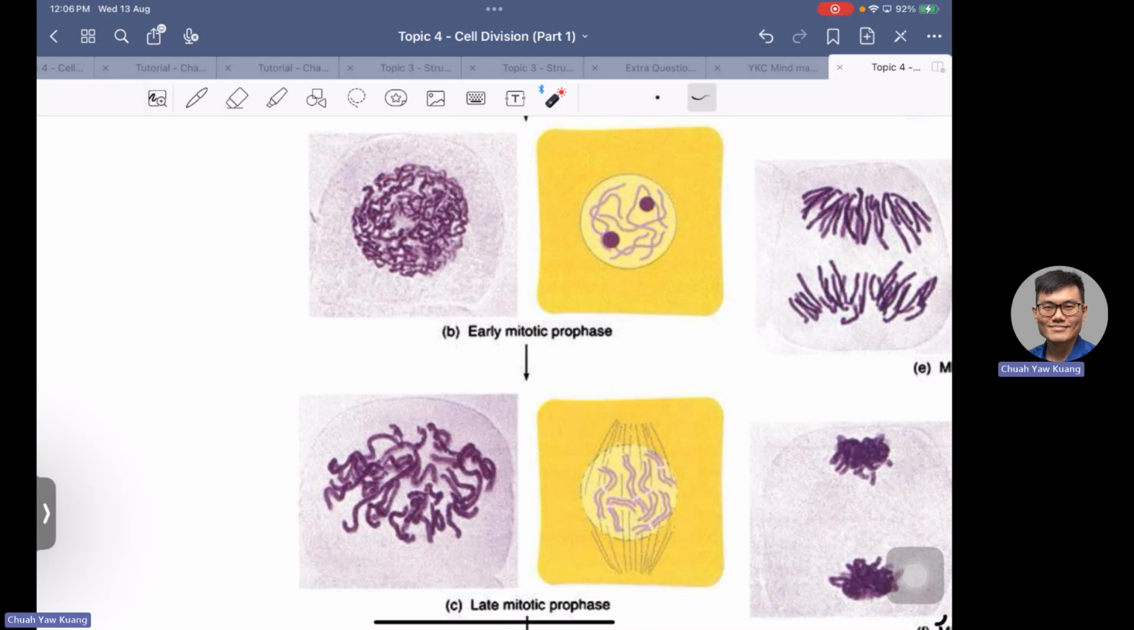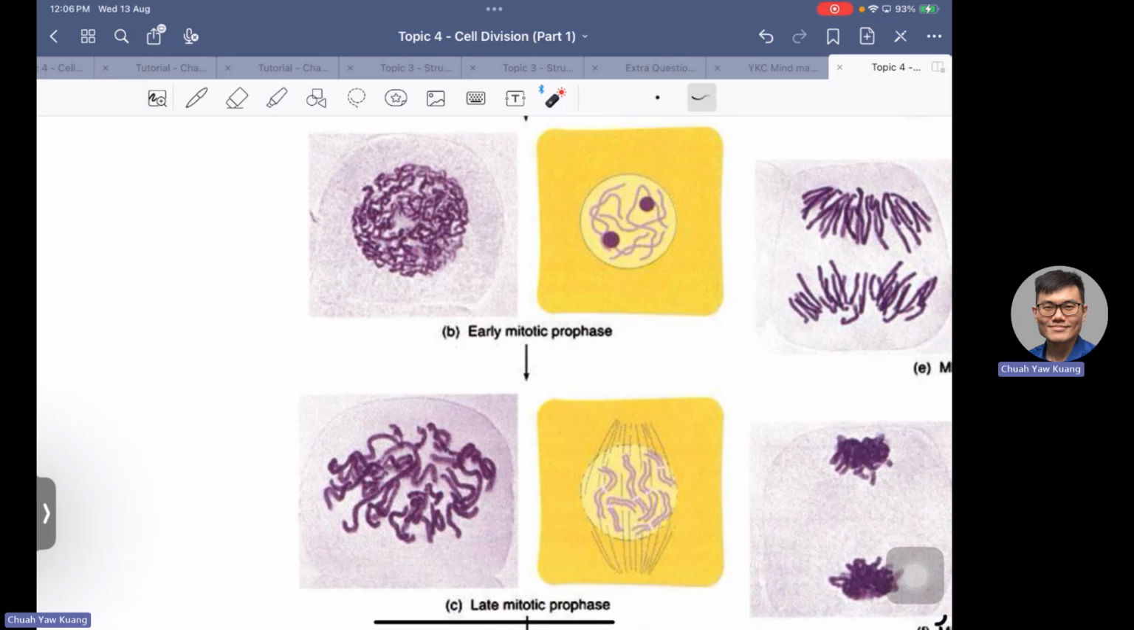Second point, you can look at the shape of the nucleus. The prophase one is still like a normal nucleus shape, still like an oval shape. You can see that, and the shape is still very clear. Why? Because the nuclear membrane just started to fragment. So that's why the shape is still there.